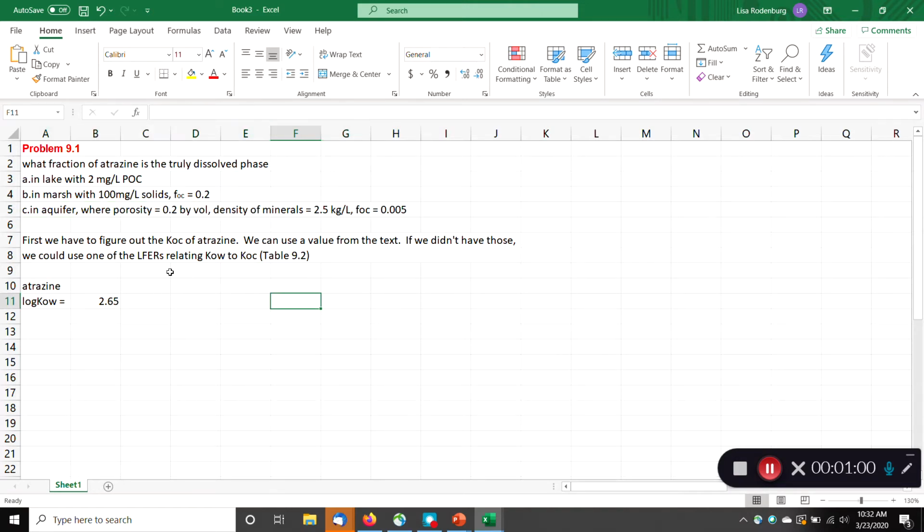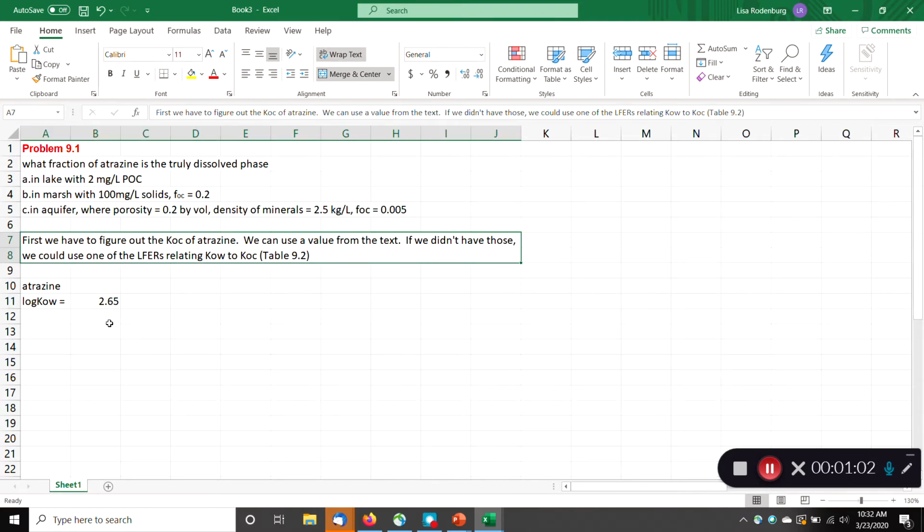So to do this, first thing we've got to do is figure out what the KOC value is for atrazine. We can use a value from a text. We could use a linear free energy relationship. There's a couple of ways we can do this.